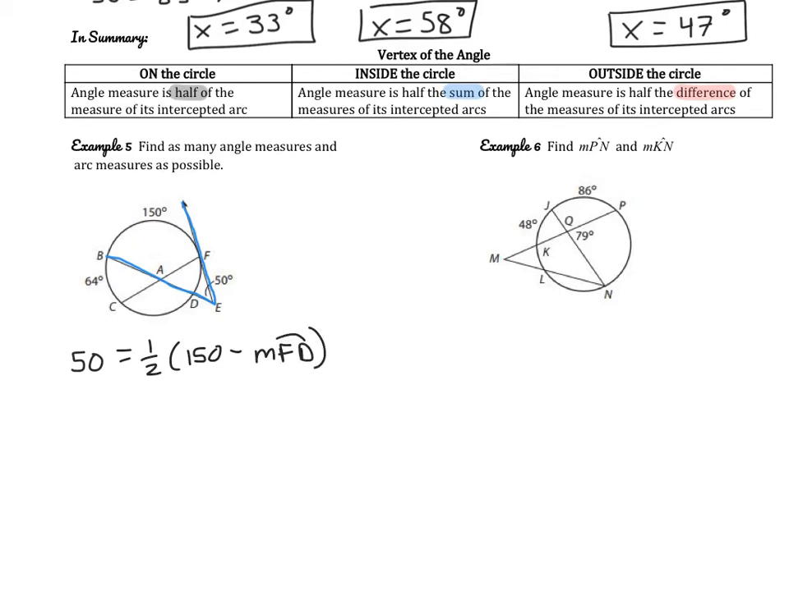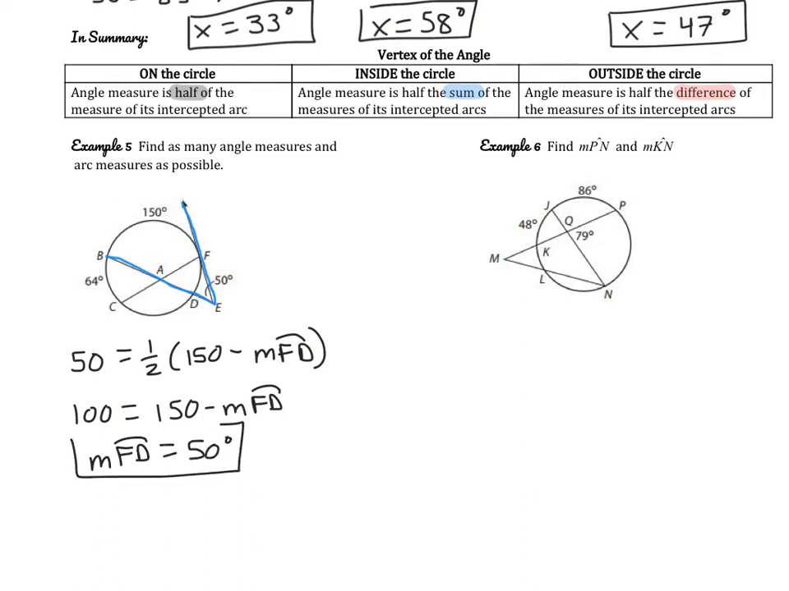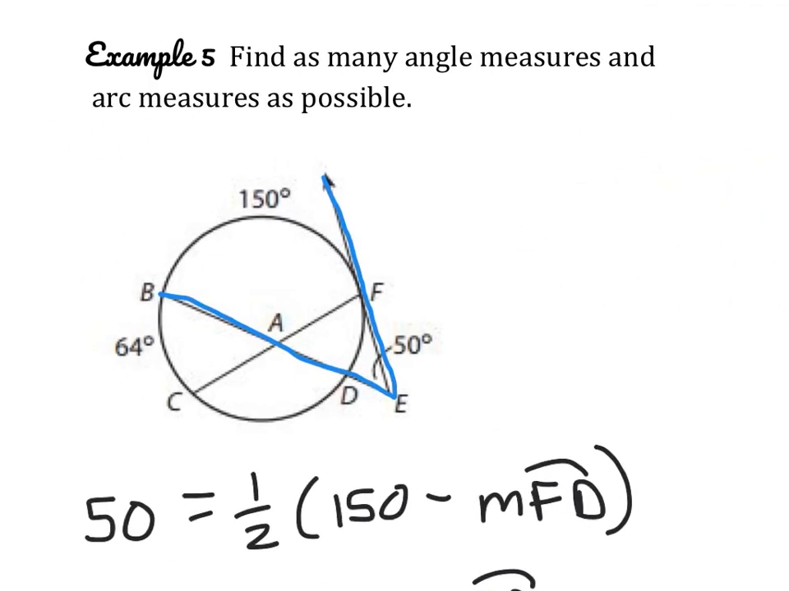Here, I think the best option would be to multiply both sides by 2. And then if we subtract 150 and then divide by -1, we get the measure of arc FD is equal to 50 degrees. So now I'm going to add this in, zoom in just for a second. We know that this arc length is 50 degrees.